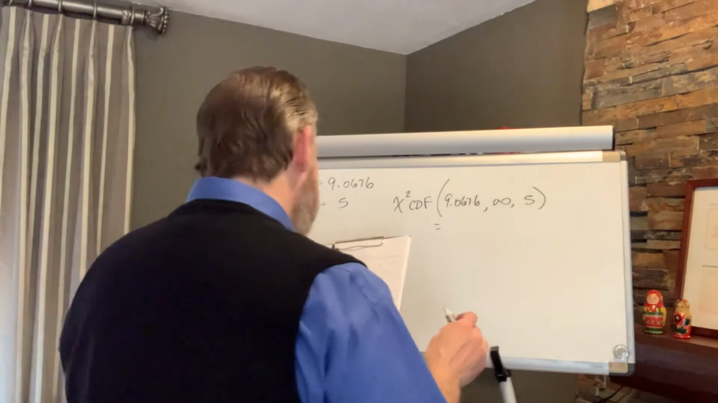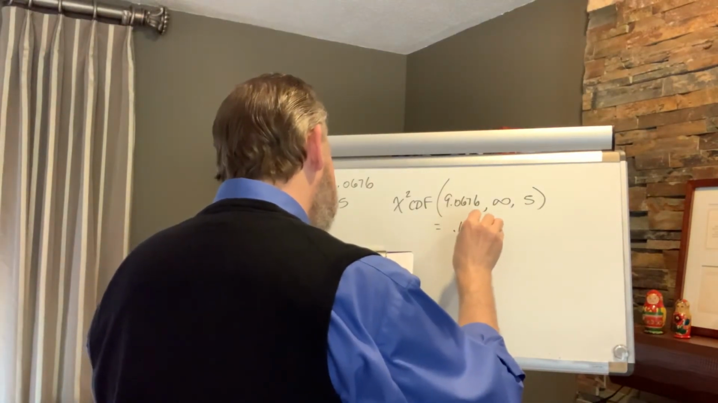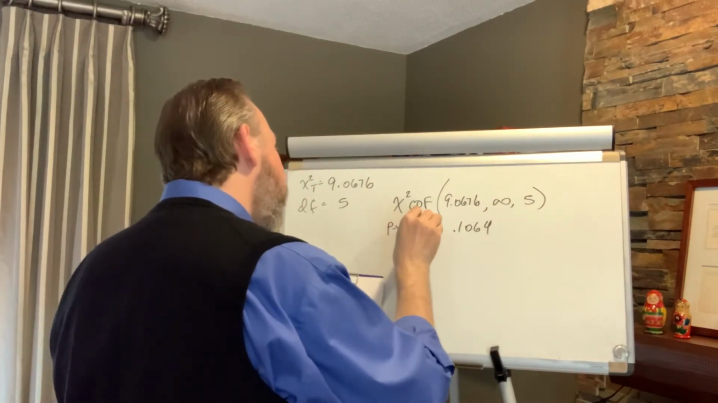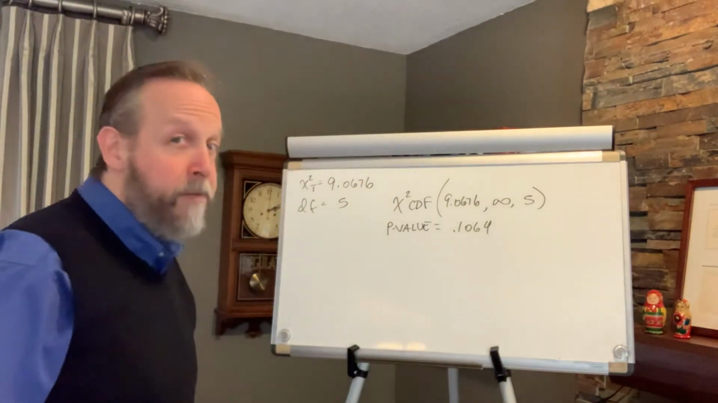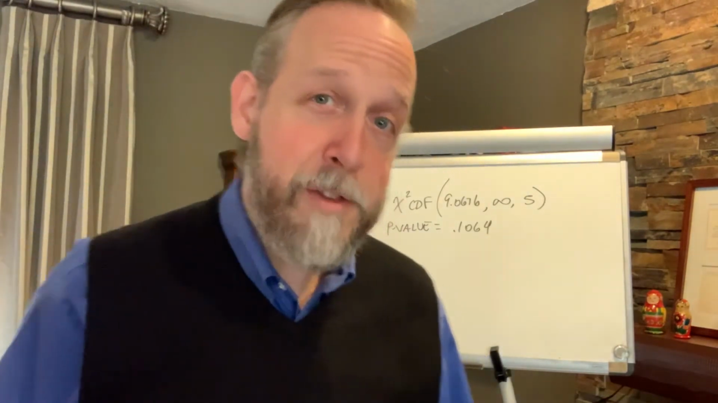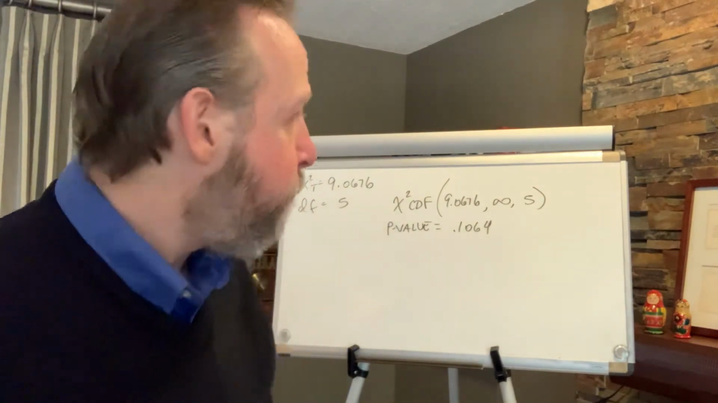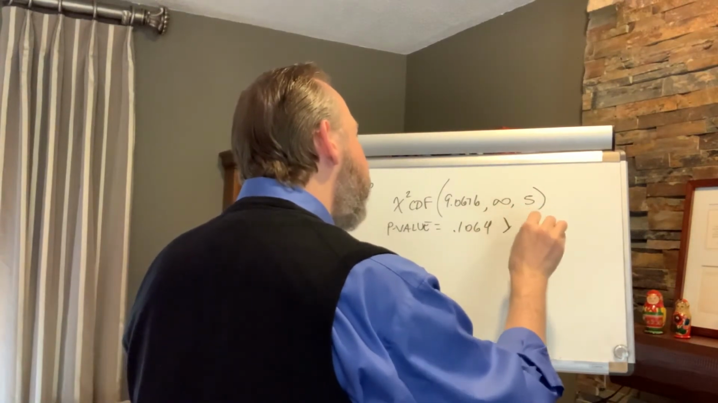Our p-value, therefore, for this distribution is 0.1064. That's your p-value. Now, let's presume I was given a 5% alpha. Even if I wasn't given a 5% alpha, this p-value is slightly larger than even the highest common level, 10%. So I'm going to say it's greater than our alpha.